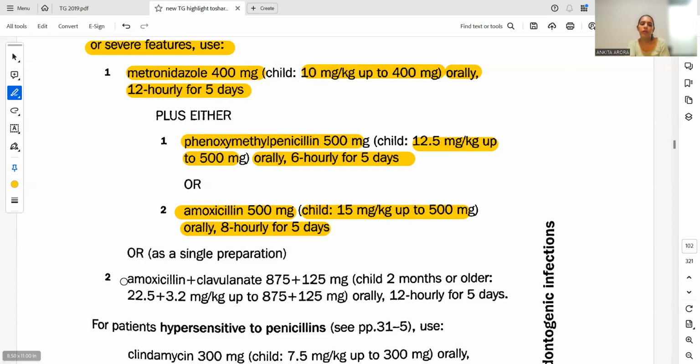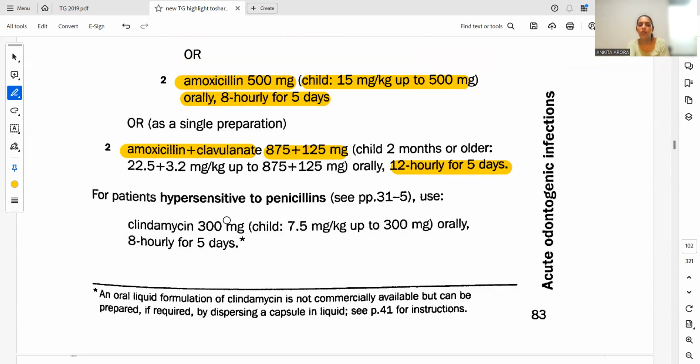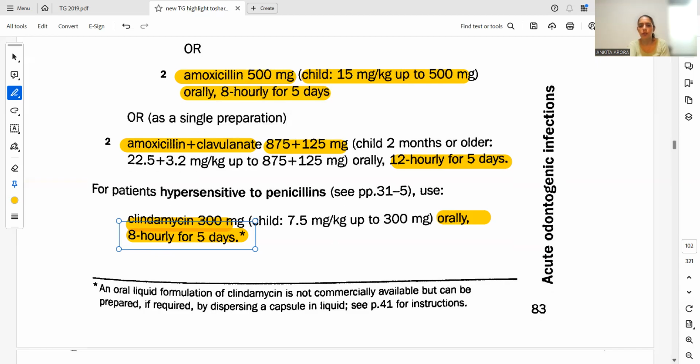Or as a single preparation, we can use amoxicillin-clavulanate, 875 plus 125 milligram, 12 hourly for 5 days. For patients who are hypersensitive to penicillins, we can give clindamycin 300 milligram orally, 8 hourly for 5 days. Very important, if you cannot give amoxicillin or the penicillin group of drugs, clindamycin 300 milligram is the choice.